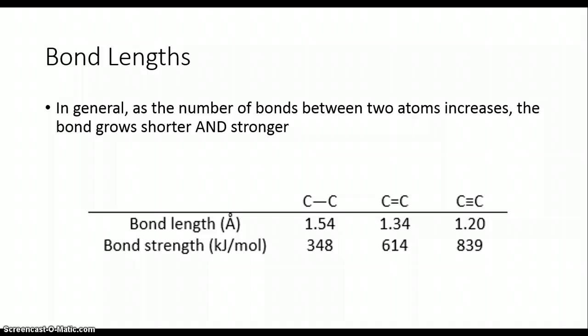Finally, let's wrap this up by talking about bond lengths. This is nothing particularly confusing or difficult to understand. All you have to recognize is that when you have more bonds between 2 atoms, you end up getting a shorter bond. So if you have increasing bond character, from a single bond up to a double bond up to a triple bond, you not only strengthen the bond, so you can see 348, 614, 839, but you also shorten it because the attractions just become that much greater, bringing them closer together.